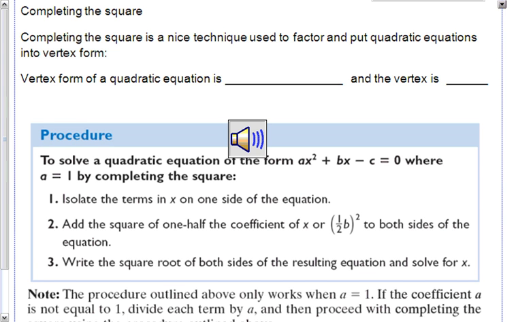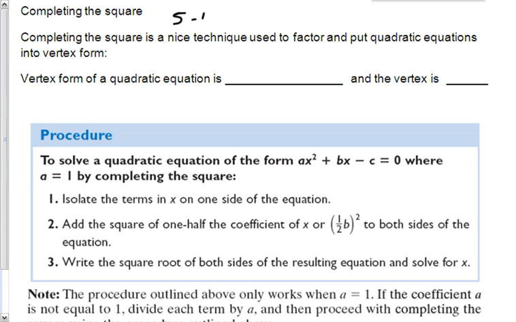Alrighty, for this one, we're going to do something called completing the square. This is 5-1 in our notes, so you know. Completing the square is a way to rewrite a quadratic so it looks like it's in vertex form. Vertex form has many versions, and this is the one that I use.